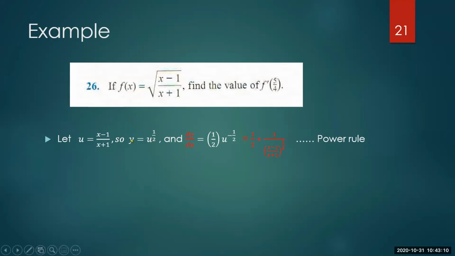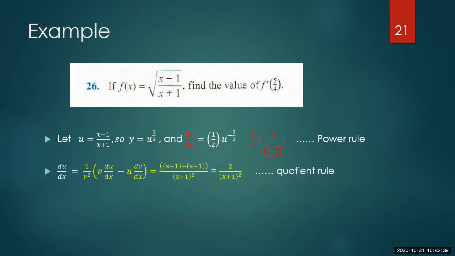So y is equal to u to the power of a half, and dy/du is equal to a half u to the power of minus a half using the power rule. And that's a half multiplied by 1 all over ((x minus 1) over (x plus 1)) to the power of a half. Okay, so we found dy/du. Our next step is to find du/dx.